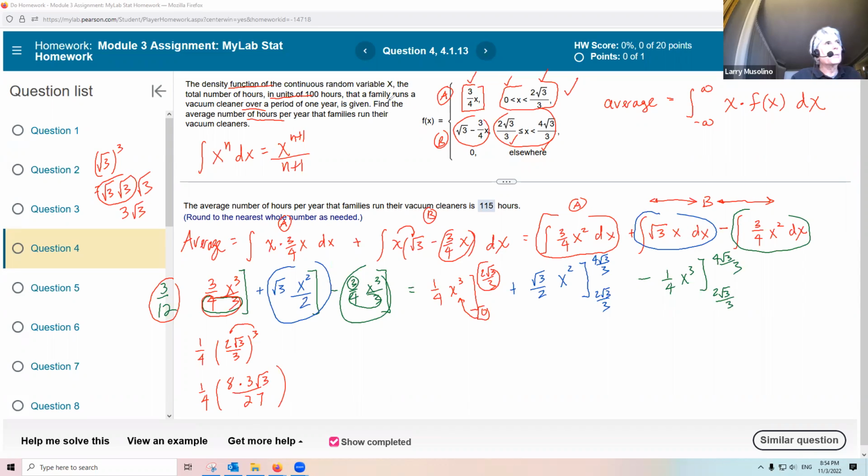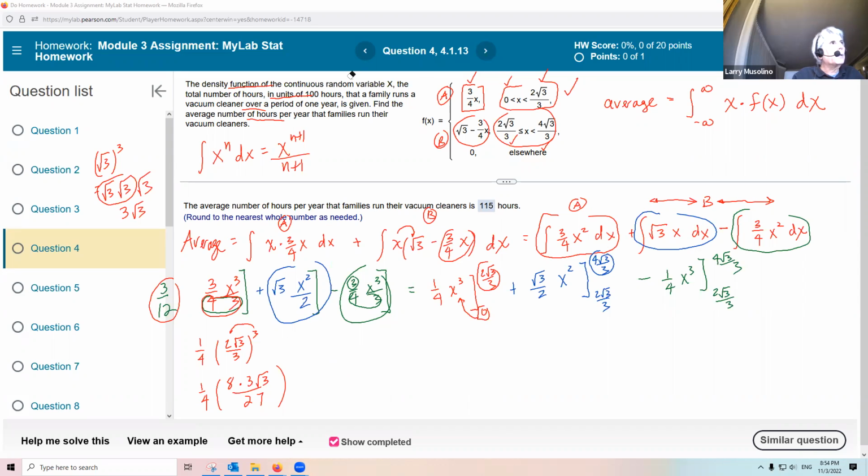But let me keep going to the blue integral. All right, so here's the blue integral. I'm going to plug in this upper bound first. So we have the square root of 3 over 2, and I'm going to plug in the upper bound. It's 4 square root of 3. Actually, let me do it up here on this row.